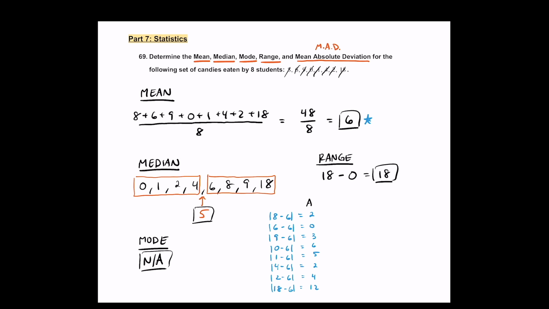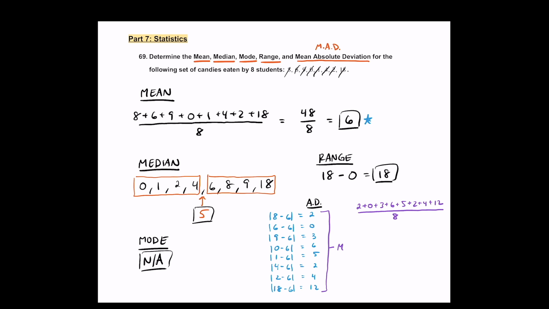So these numbers here are what we call the absolute deviations. So it's the A and D for the MAD, mean absolute deviation. And so what we're going to do now is take these numbers and find the average or the mean of them. That's where the whole MAD will come into play. So 2 plus 0 plus 3 plus 6 plus 5 plus 2 plus 4 plus 12. We have 8 absolute deviations, and divide by 8.